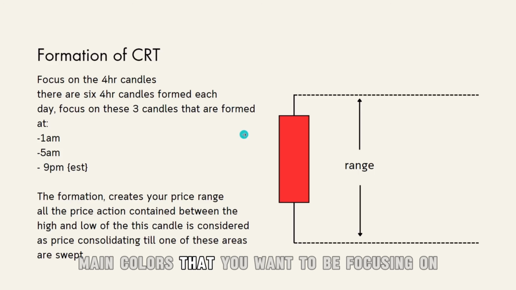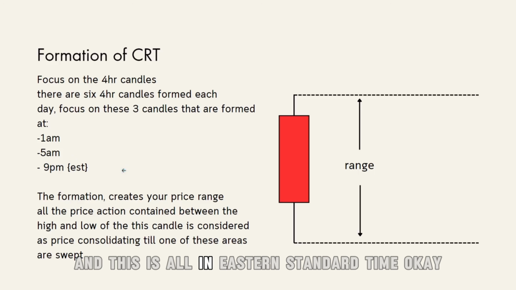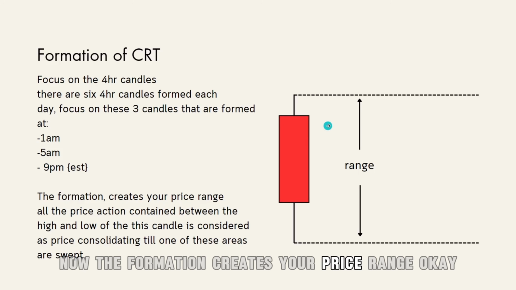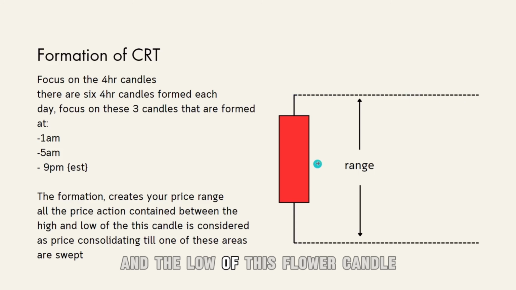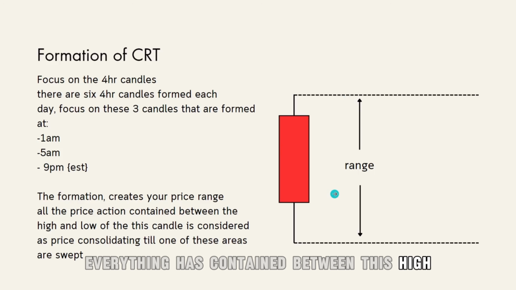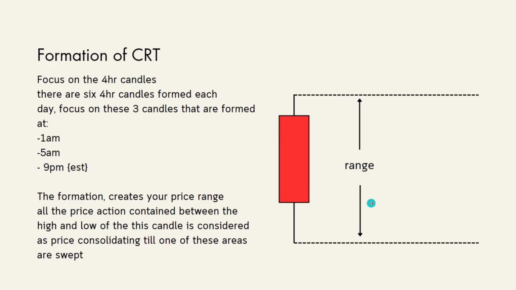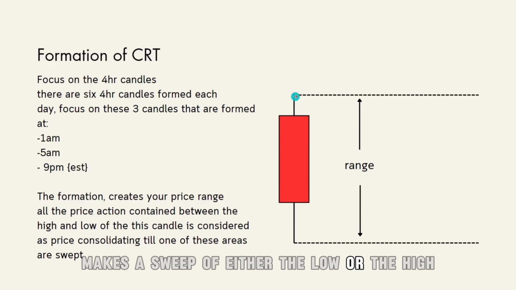Now, there are 3 main candles that you want to be focusing on: the 1 a.m., 5 a.m., and the 9 p.m. And this is all in Eastern Standard Time, okay? Now, the formation creates your price range, okay? All the price action contained between the high and the low of this 4-hour candle, which can either be a 1 a.m. 4-hour candle or a 5 a.m. 4-hour candle or even a 9 p.m. 4-hour candle, okay? Everything that's contained between this high and low is considered just to be a consolidation that is being contained in this range. You are only going to wait until price either makes a sweep of this, the low or the high.